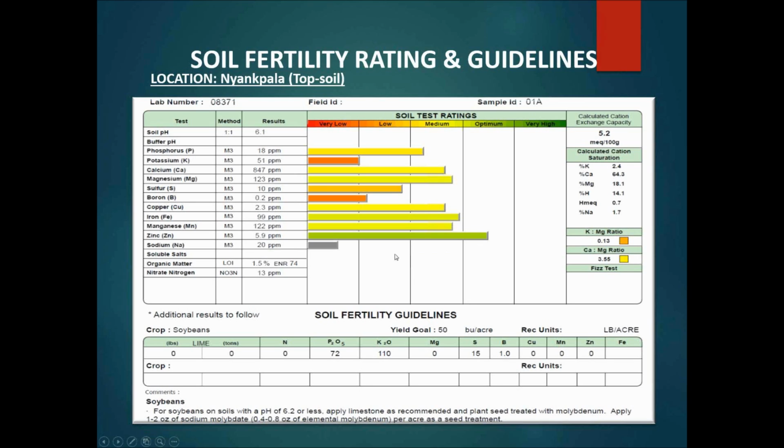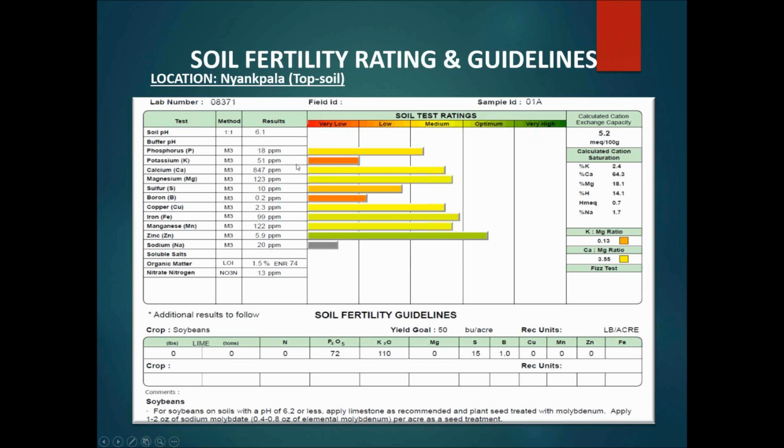This is a busy slide, but I will not bother you with that. But just look at the colors. On the left-hand side, we have soil pH at the top, and then phosphorus, potassium, down to nitrate, sodium. And at the top, we see colors which are very low, low, medium, optimum, and very high.